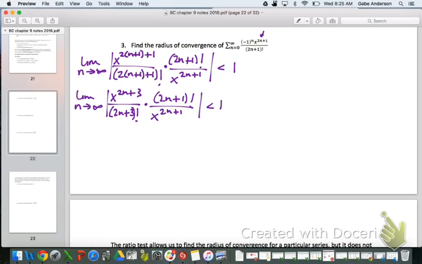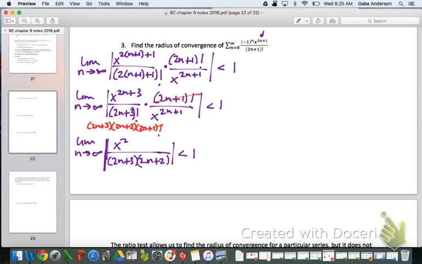Like before, we're going to do a little bit of work with the factorials and the x's. Let me remind you of what the factorials are doing here. This (2n plus 3) factorial is really (2n plus 3) times (2n plus 2) times (2n plus 1) factorial. So that means that this (2n plus 1) factorial and this (2n plus 1) factorial will cancel. If I do a little bit of work with the exponents on the x's, subtracting, namely, I get the limit as n goes to infinity of x squared over, and I'm just left with (2n plus 3) times (2n plus 2) in the denominator.